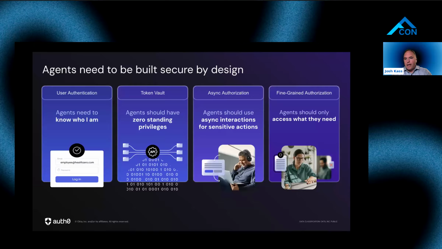And then finally, we have fine grain authorization. This is where we can really granularly fine tune what agents have access to, so that they can only access what they need and nothing more.